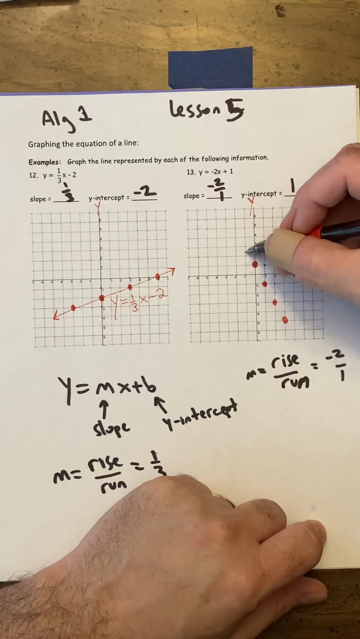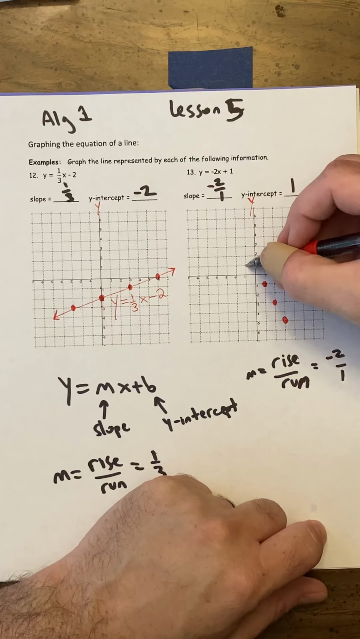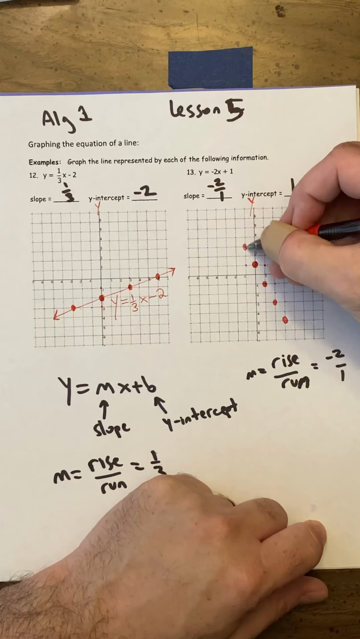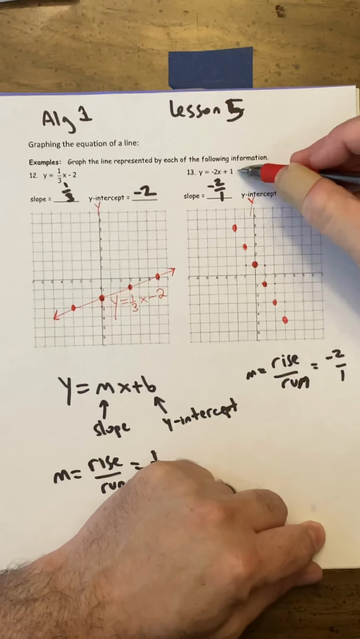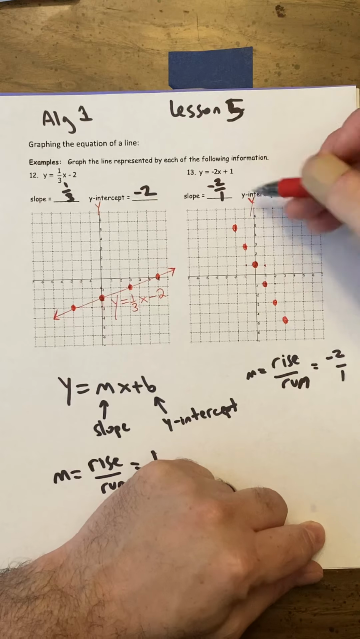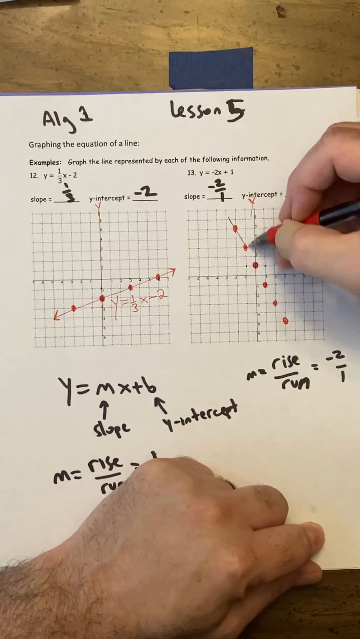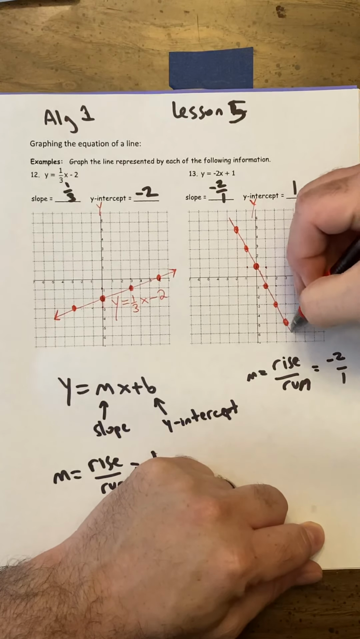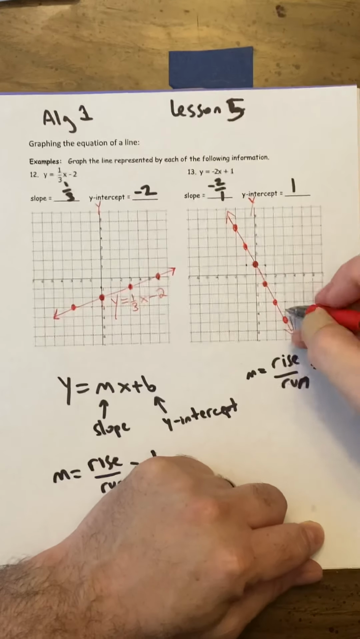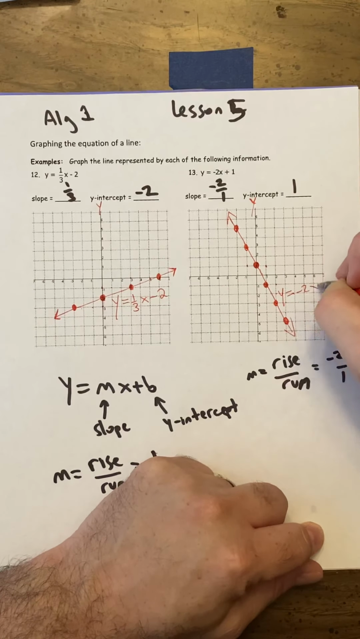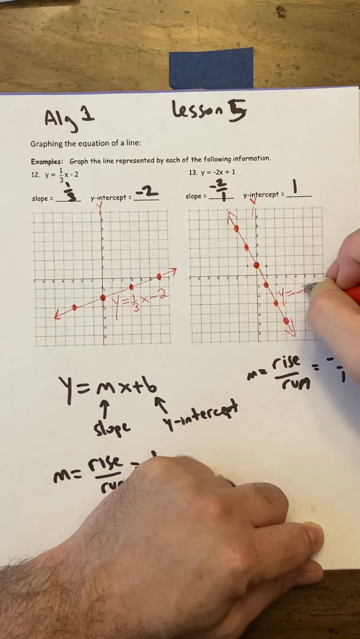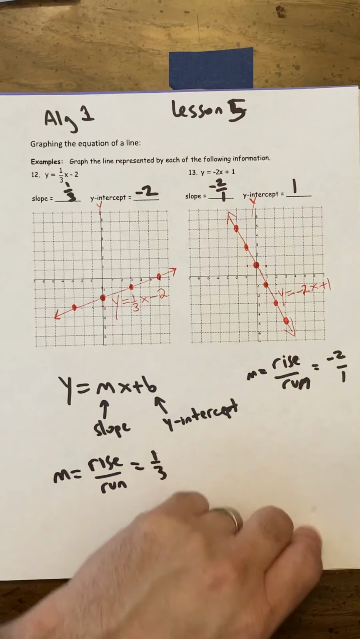So that would be following the pattern in reverse. So to the left 1, up 2, left 1, up 2. This is going to be the graph of this equation. I'm going to graph this line now. And we like to label the line with the equation, y equals -2x plus 1.